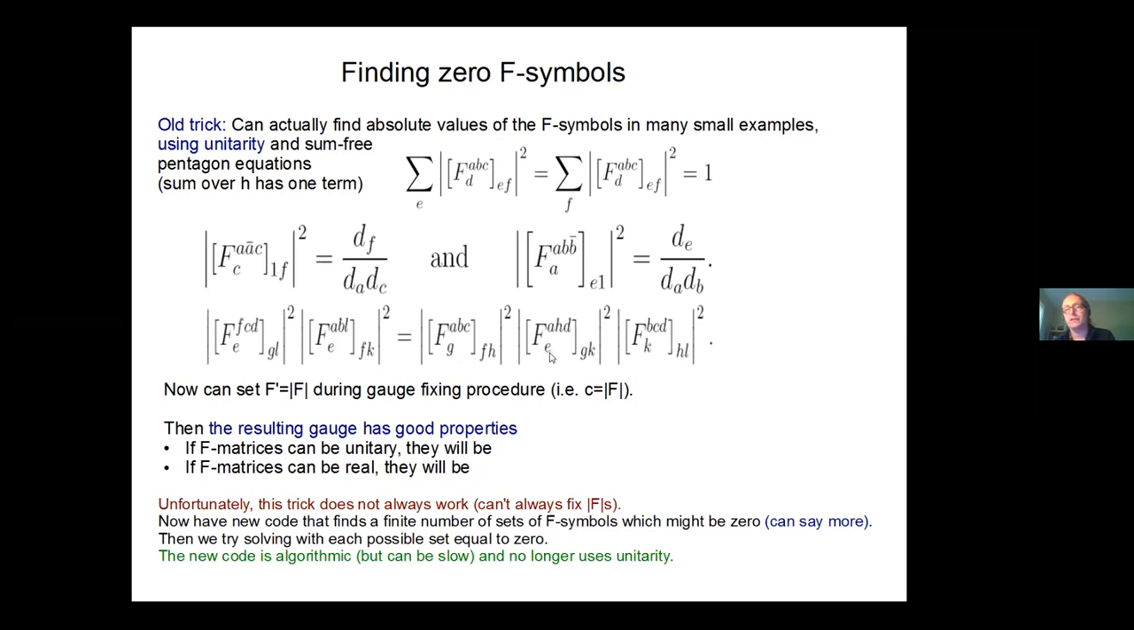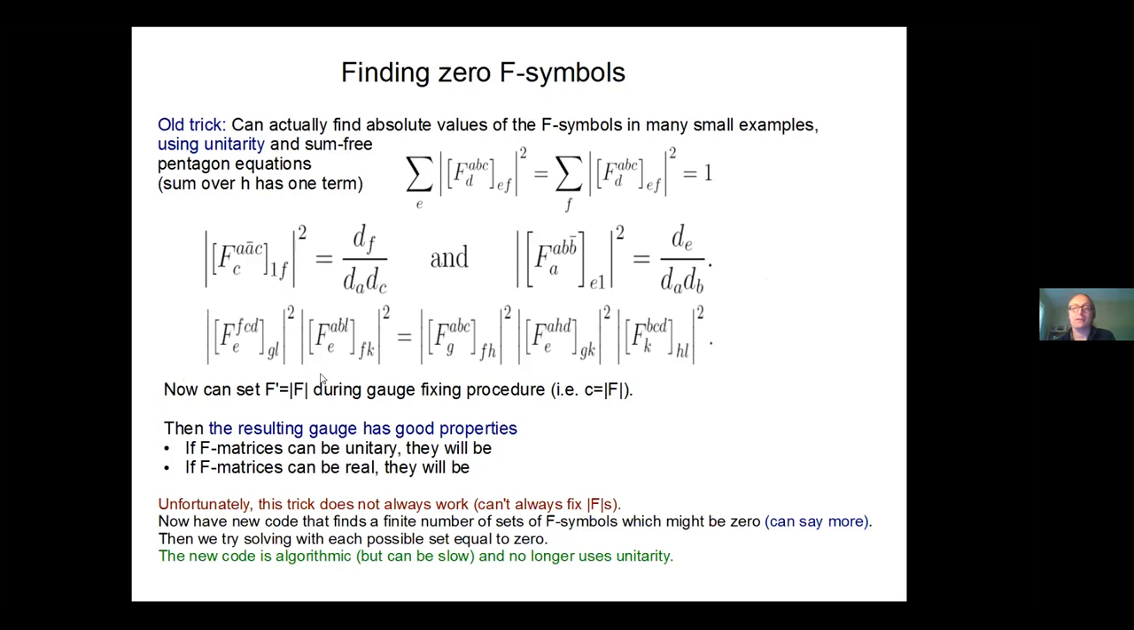And we can also use all the homogeneous equations in this way. If we don't have any sums in the product of three Fs, which happens for a lot of the pentagon equations, then we can just take the absolute value squared like this. And so we end up with a set of equations for the absolute squared value of all the F symbols. And then we can try to find them. And of course, we will find out which ones are zero. And for the other ones, we'll find the absolute values.